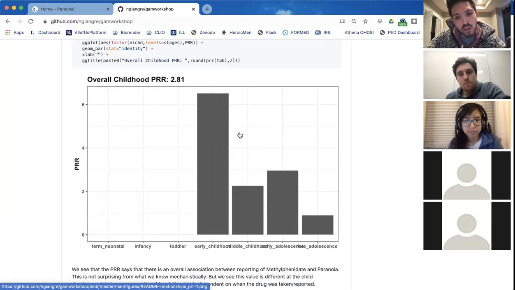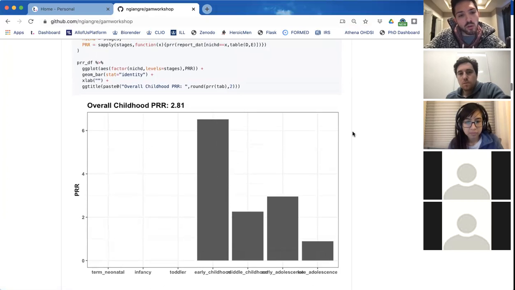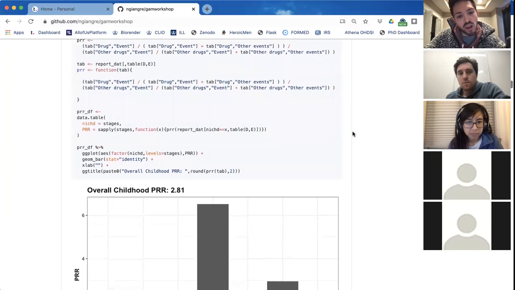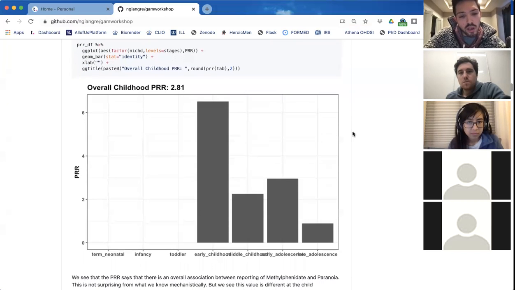Does this make sense to everyone? I know I'm going through these things fast, but the general idea is this is a common way of stratifying the data and computing these event prevalence ratios to understand co-occurrence. All right, cool.